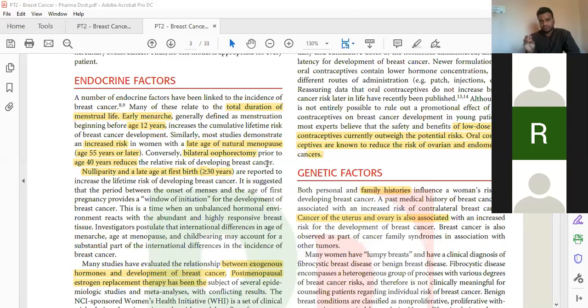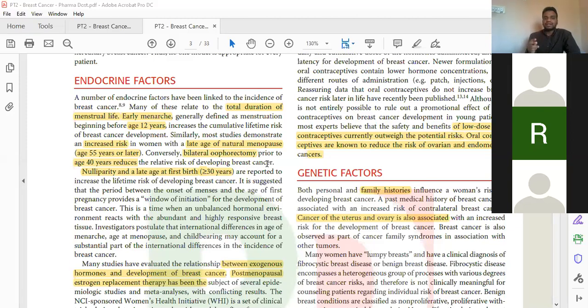Let me recap the first endocrine factors. If there is early menarche, that is before the age of 12, or late natural menopause, that is after the age of 55 years, then there is an increased risk of getting breast cancer. If the patient has had bilateral oophorectomy, the removal of both ovaries, before the age of 40 years, the relative risk of getting breast cancer is low. These are the three points I told you.